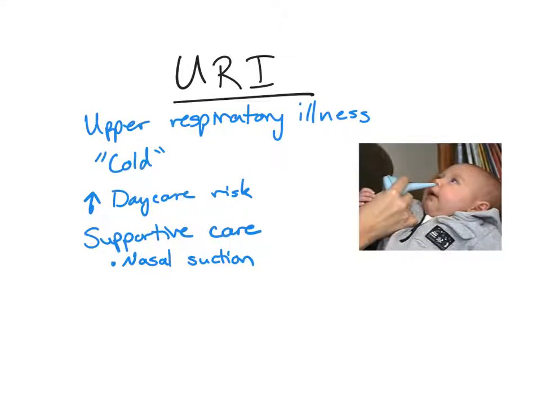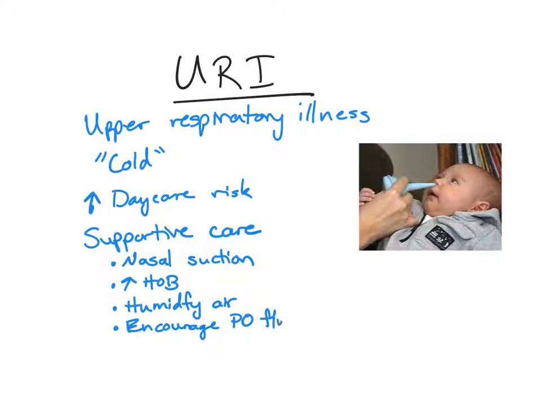We can also elevate the head of the bed just a little bit. We don't want them sliding down and getting squished at the bottom of the crib, but if you can tuck a rolled up towel under the crib mattress just to help drain some of the mucus from the back of their throat, that can help them feel more comfortable. We also want to keep the mucus thin so we can humidify the air and encourage oral fluids.